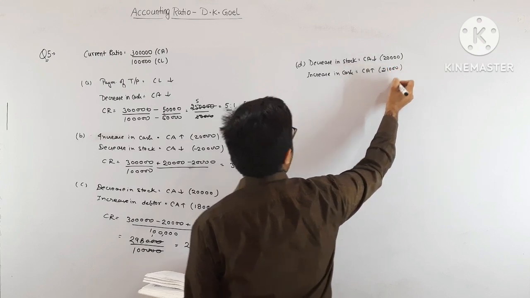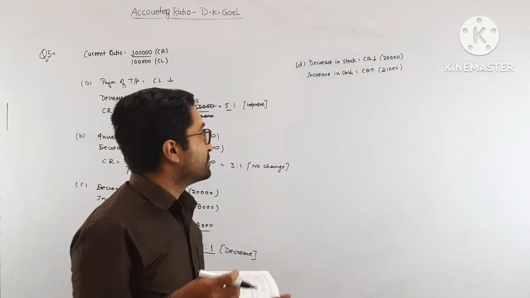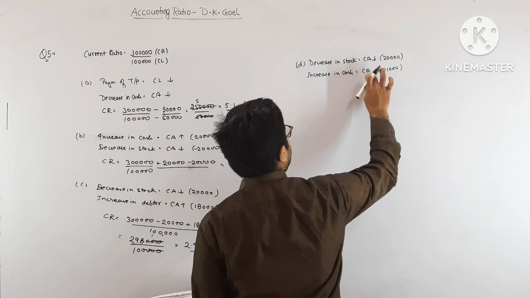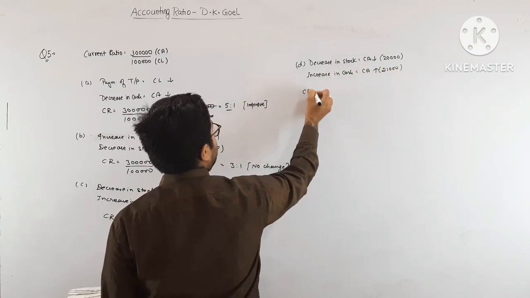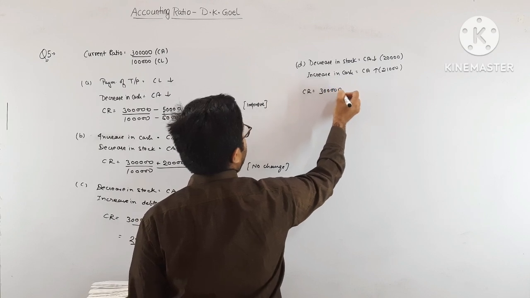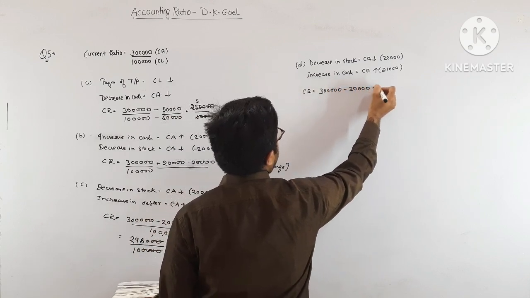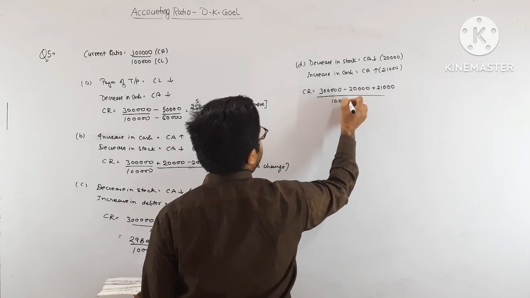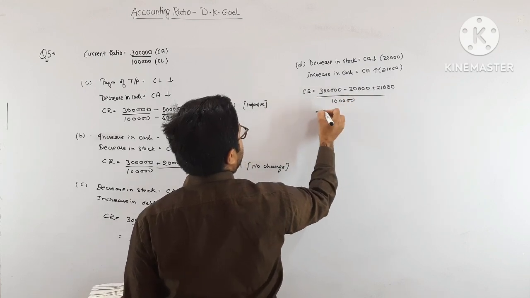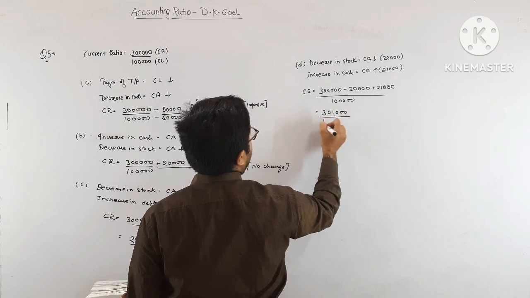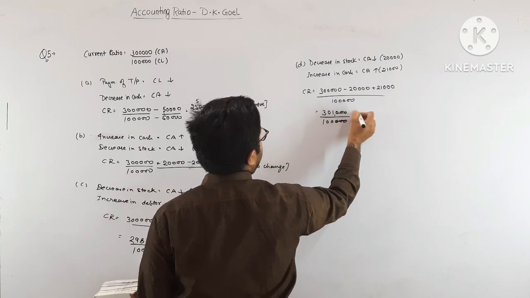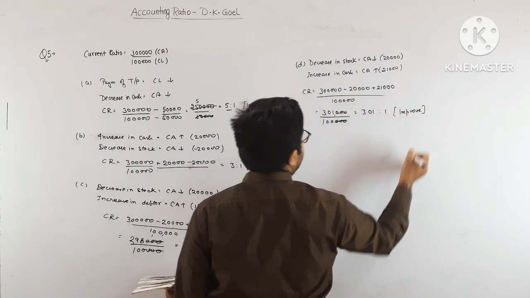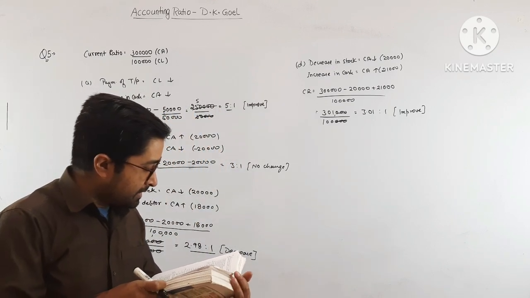20,000 plus 1,000, 21,000. The stock of 20,000 is sold, but it is sold at a profit of 1,000, so that is 21,000. Okay, so current asset will increase. Now see, the current ratio will be 3 lakh minus 20,000 plus 21,000 upon 1 lakh rupees. Minus 20,000 plus 21,000 means 3,01,000 upon 1 lakh rupees. 3.01:1. Improve. Okay, clear. Now the next is E.